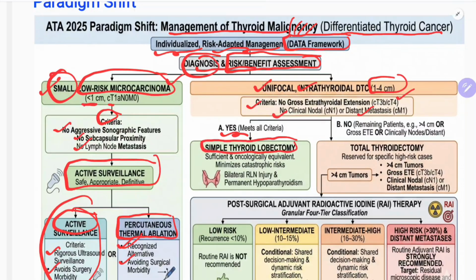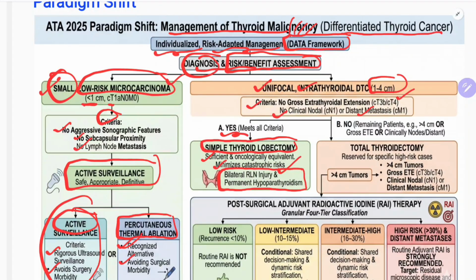No gross extrathyroidal extension, no clinical nodal metastasis, no distant metastasis, then simple thyroid lobectomy will suffice. It is sufficient and oncologically equivalent. Remember, it minimizes the catastrophic risks. During surgery, the main things to worry about are bilateral recurrent laryngeal nerve injury and palsy, and permanent hypoparathyroidism because of removal of the parathyroid glands along with the thyroid gland. These are the risks there.